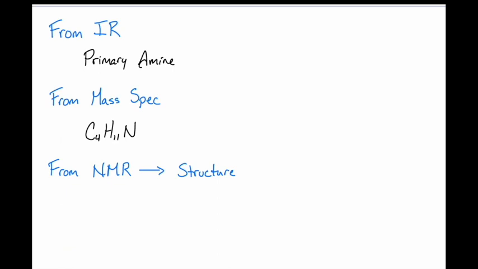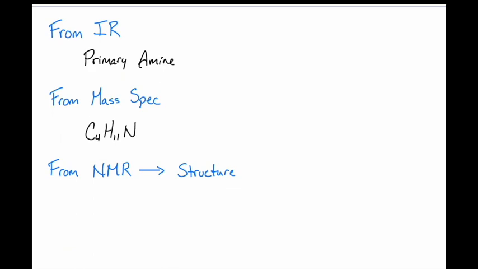All right, so in this video, I'm going to go through an NMR analysis and show what we need to have in our notebooks, as well as how to summarize all three of these pieces of information that we collect from our various instrumentation into getting the actual structure of a molecule.